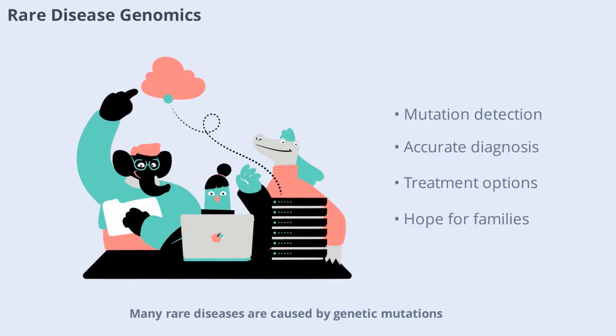Many rare diseases are caused by genetic mutations. Genomic data analysis helps identify these mutations, enabling accurate diagnosis and potential treatment options. Advances in sequencing technology have made it possible to solve medical mysteries that once seemed unsolvable, bringing hope to patients and families.